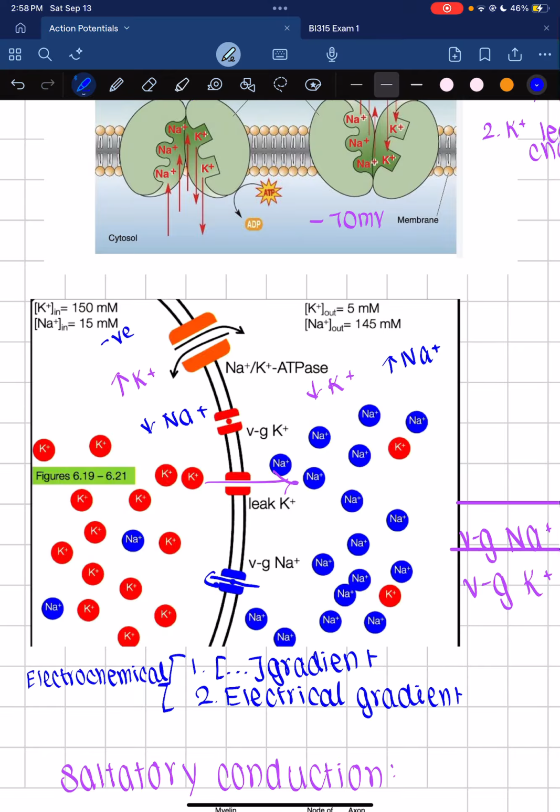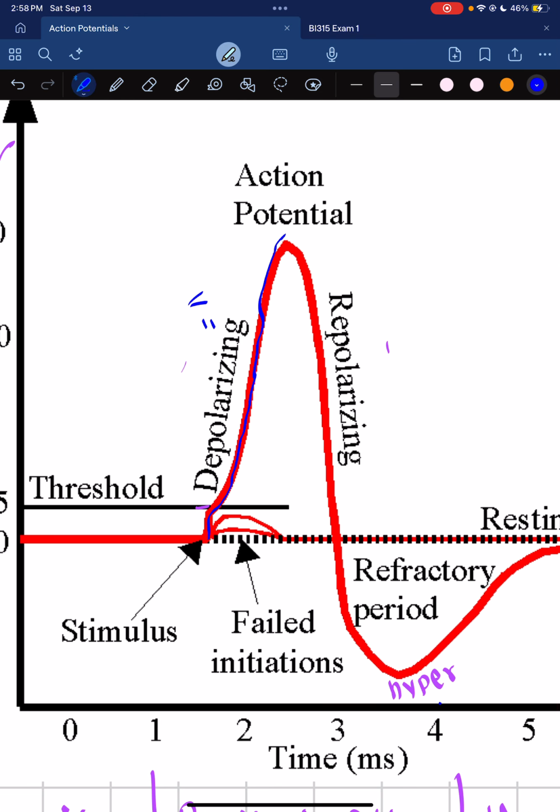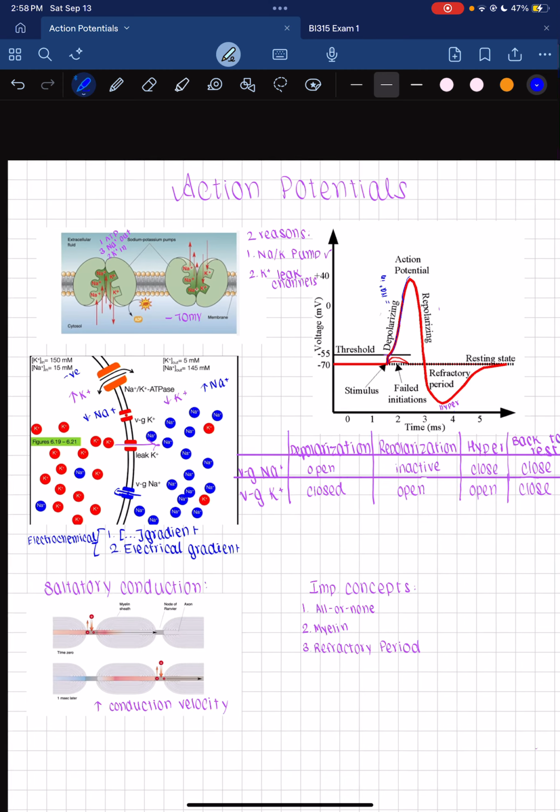As sodium floods in, the inside of the cell becomes less negative and more positive. The voltage shoots up from negative 70 millivolts to approximately positive 30 millivolts, and this spike is considered the depolarization phase. An MCAT tip: anytime you see depolarization, think sodium in, and that will really help you go through questions.